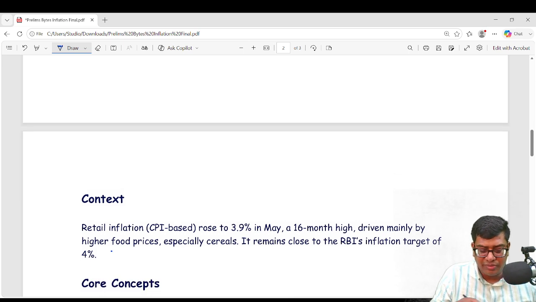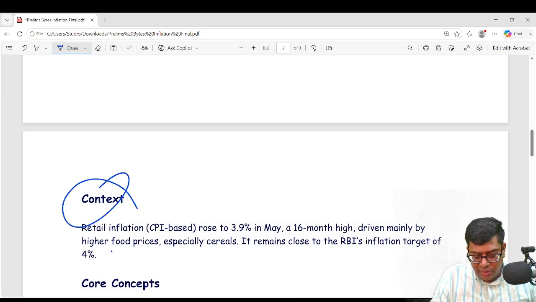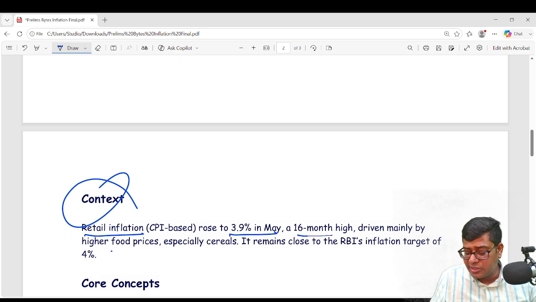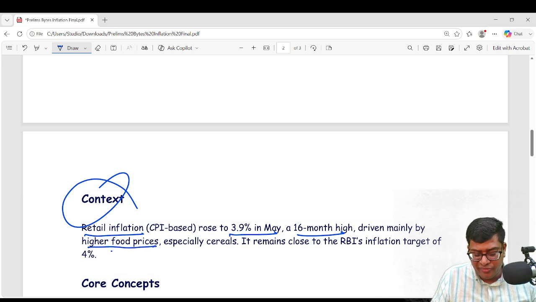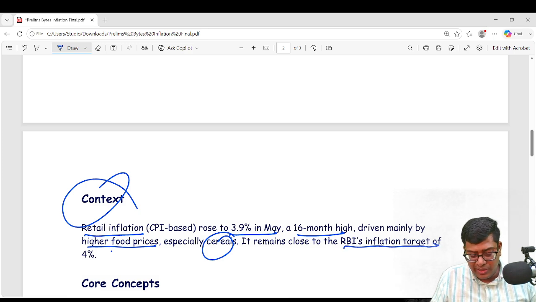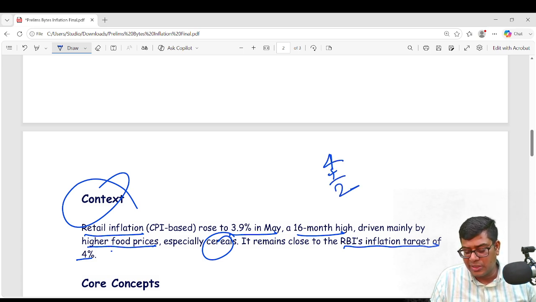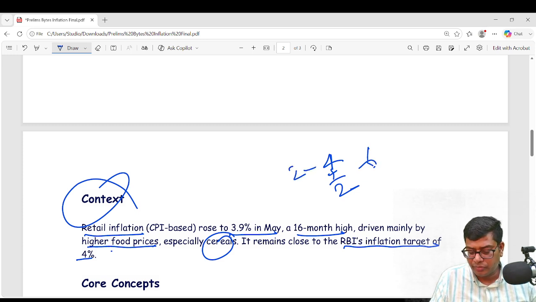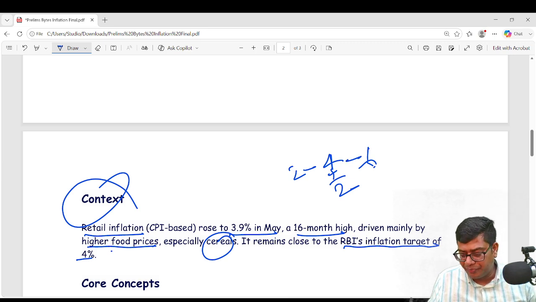Now we'll see the context of this article. CPI-based retail inflation rose to 3.9%, a 16-month high, driven mainly by higher food prices, especially in cereals. It remained close to the RBI inflation target of 4%. As you all know, the retail inflation target is 4% plus minus 2%. So the maximum tolerable limit is 6% and the minimum tolerable limit is 2%. So this is the inflation window.